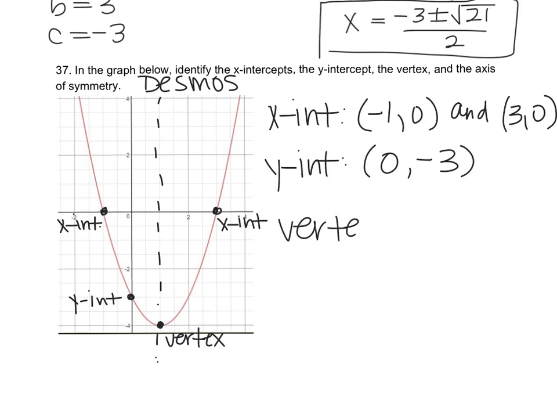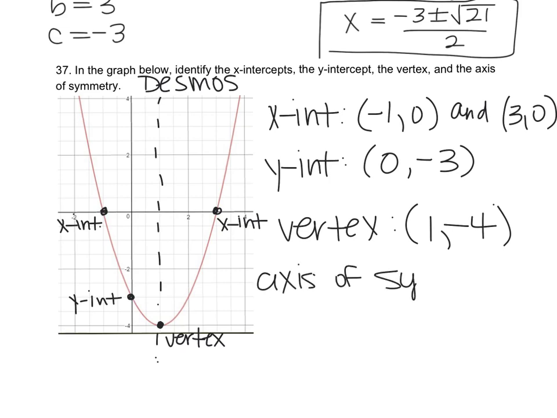The vertex is going to be at 1, -4, and then the axis of symmetry, it is an equation. It's always going to be x equals the x value from your vertex. So in this case, that's going to be x equals 1. It is important that you write the axis of symmetry as an equation. It does need to have that x equals.